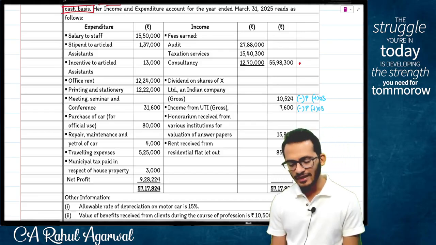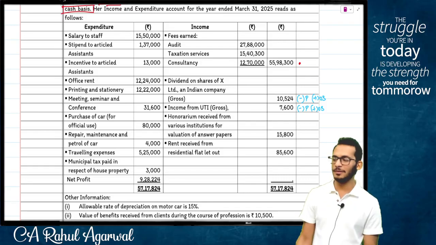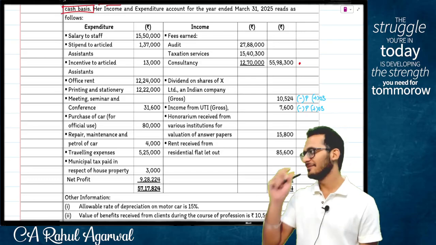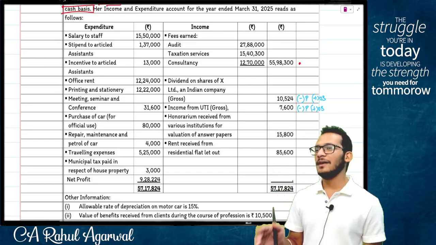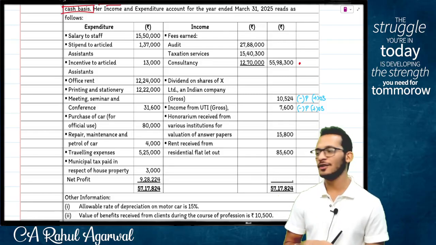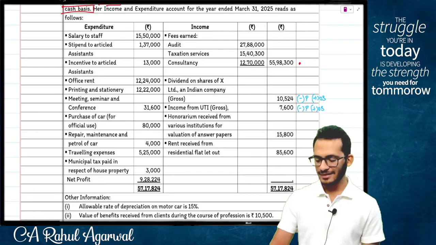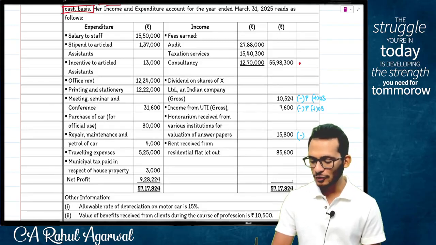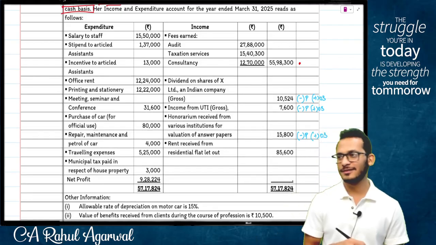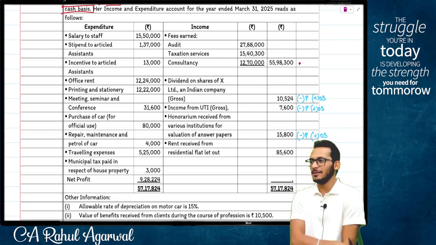Honorarium received from various institutions for valuation of answer papers, 15,800 rupees. People, I am a CA in practice. My money source is not correcting papers. This is what I do to screw students' life. Therefore, take it to IFOS. Please don't make it your dhanda.